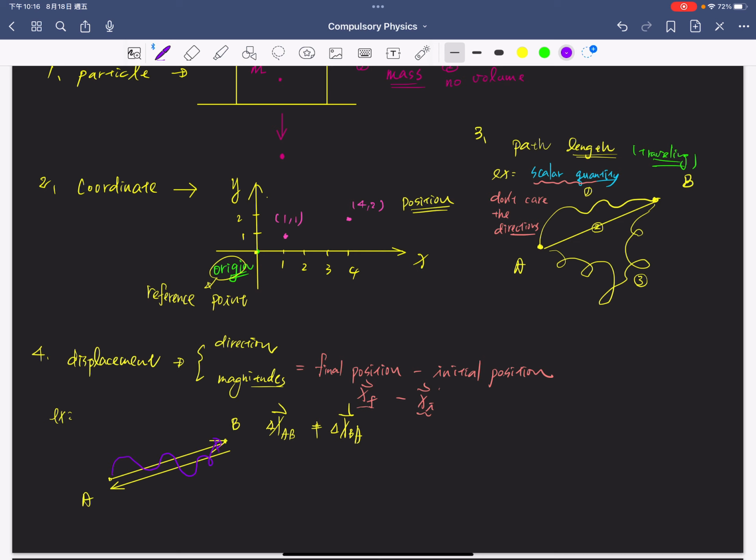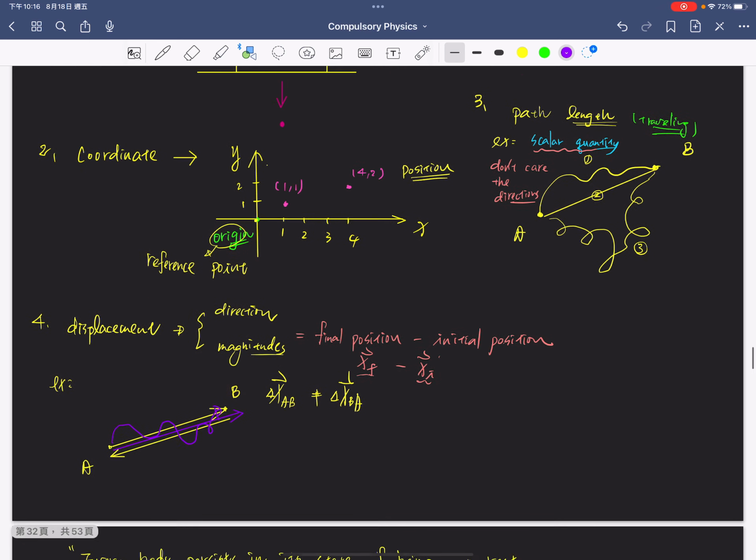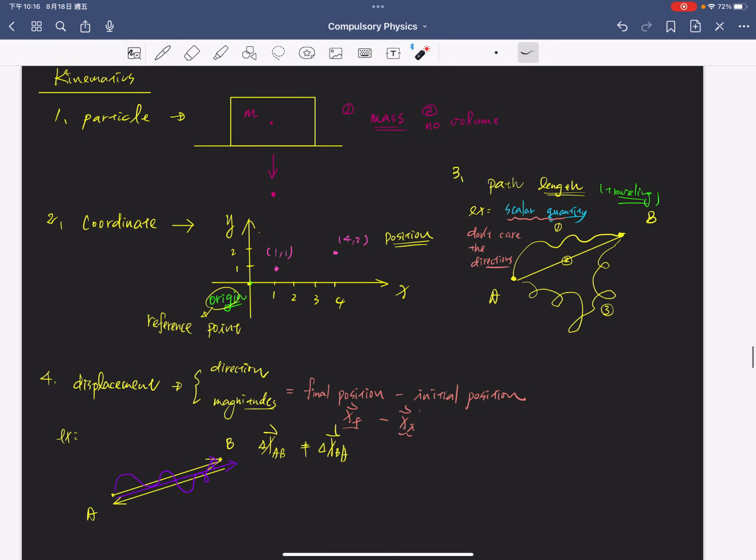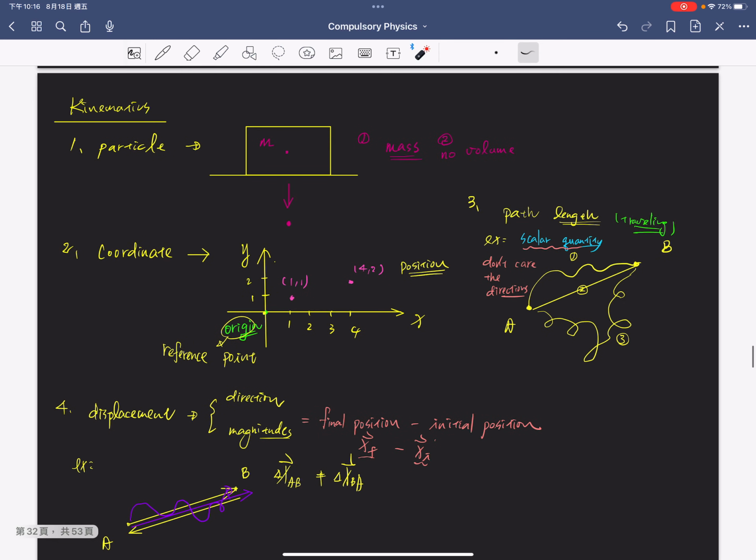However, with this path only the displacement is just like this one. So you can find that if we have different paths, but the final positions and the initial positions are the same, you will not change the magnitude of the displacement, only the directions. Okay, so in kinematics we focus on two ways to help us describe the distance.